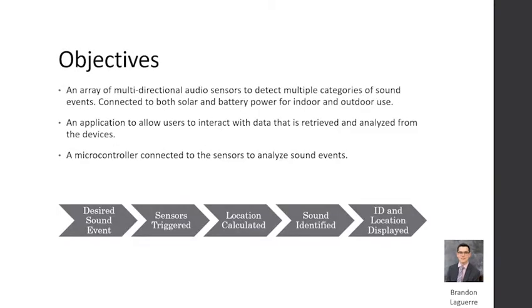We wanted to achieve this using a few major steps. First, a sound event will occur that will trigger a network of audio sensors. The GPS and sound data from the sound event will then be sent to the sensor server to determine the location of the sound and store the audio information. Then, the sound will be classified and sent to the web server, which will display the ID and location of the sound to the user.